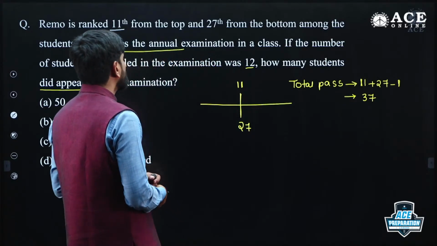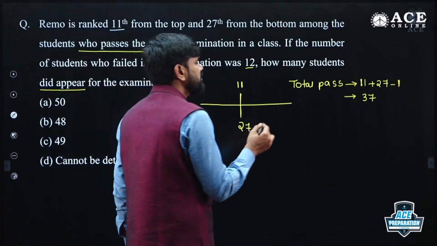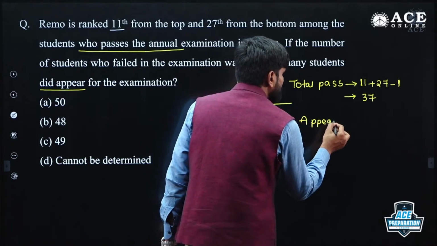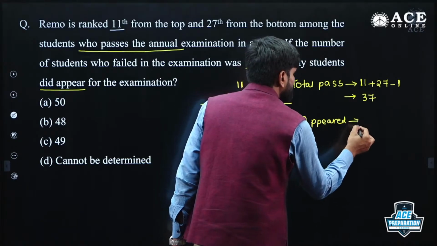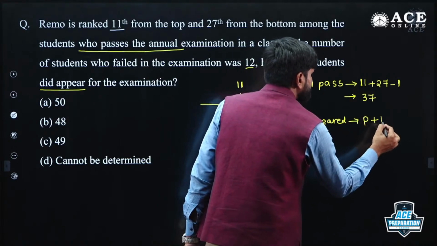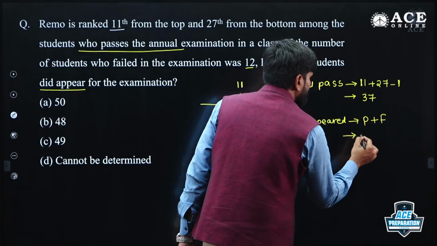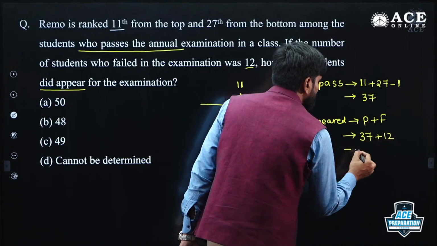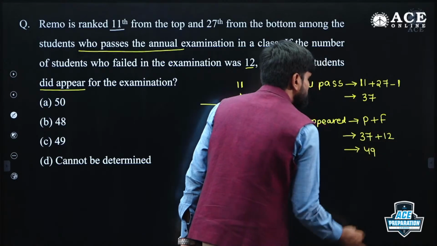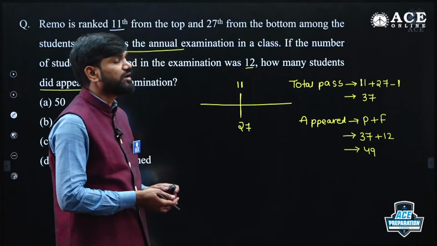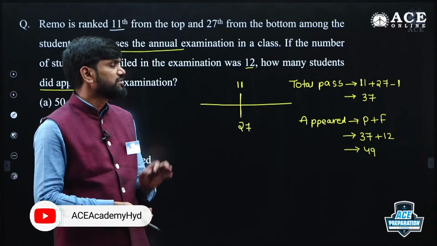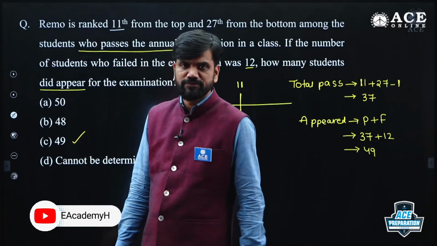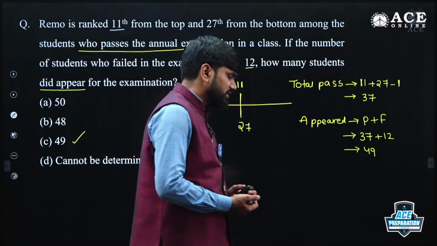And the number of candidates who failed the examination is 12. How many people have appeared? The number of candidates who have appeared in the exam is nothing but pass plus fail. The number passed is 37, failed is 12. So, together it adds up to 49. Hence, the total number of candidates who have appeared in the competitive examination is 49. Hence, your answer has to be option C. Right? Is that clear?